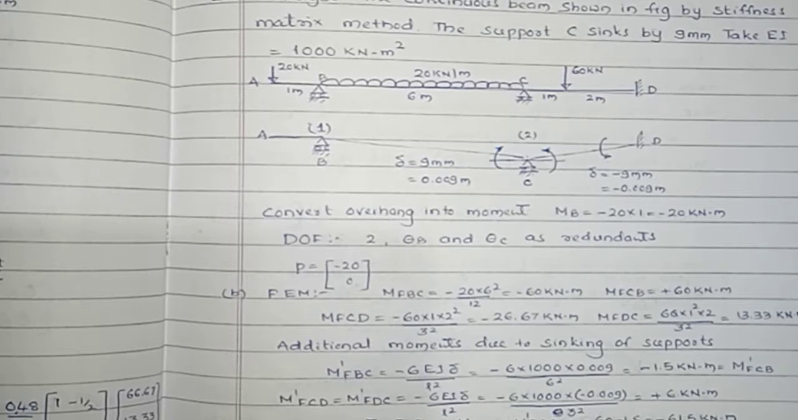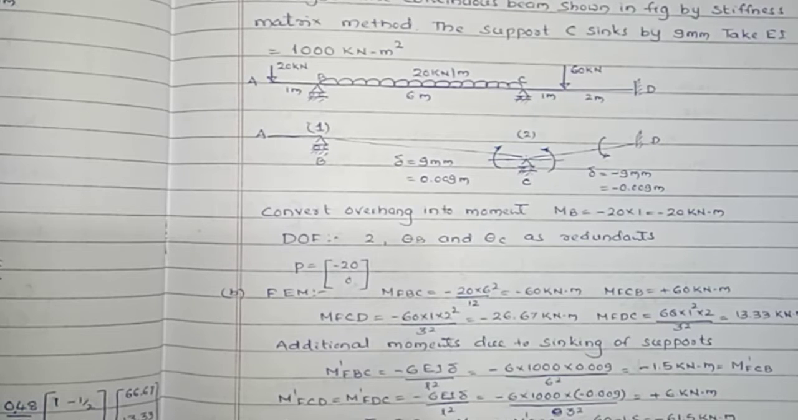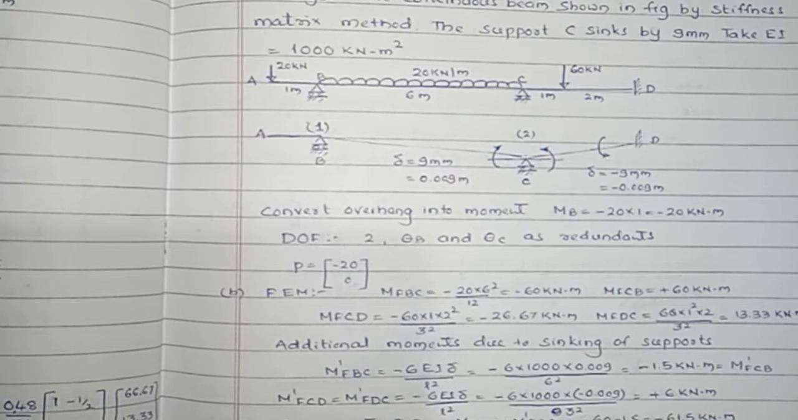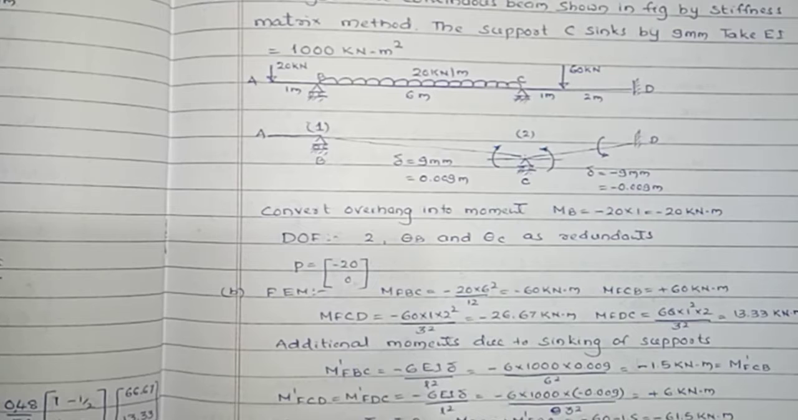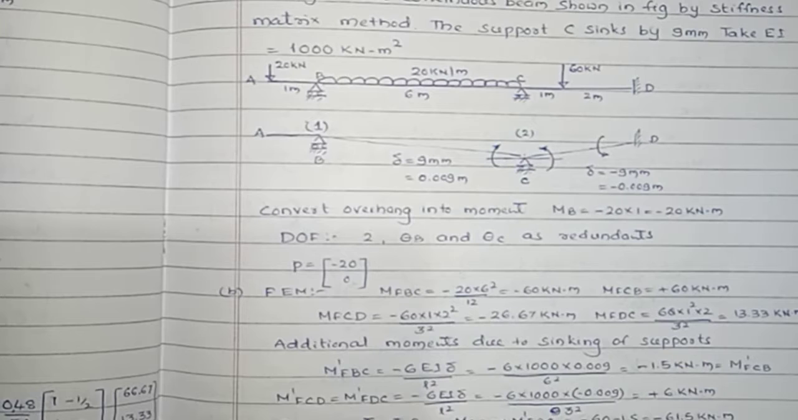And in span CD, the total length is 3 meter, and at a distance of 1 meter from C and 2 meter from D, it is subjected to a point load of 60 kN. D is the fixed support, C is the roller support, B to C is 6 meter. Here in this problem, for different spans he has not mentioned any variation of the flexural rigidity, hence we have to assume that the flexural rigidity EI is constant throughout the length from A to D.